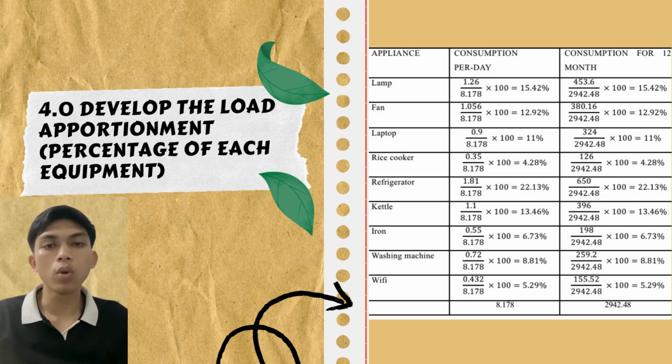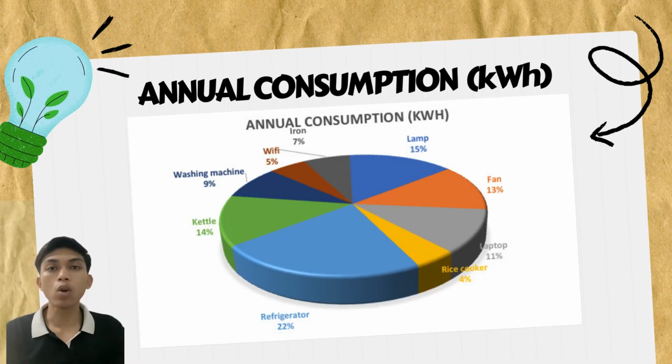By understanding which appliances use the most energy, homeowners can make informed decisions about how to reduce their electricity consumption and save money on their bill. Next is annual consumption. The diagram shows the annual consumption of appliances as a percentage of the total.